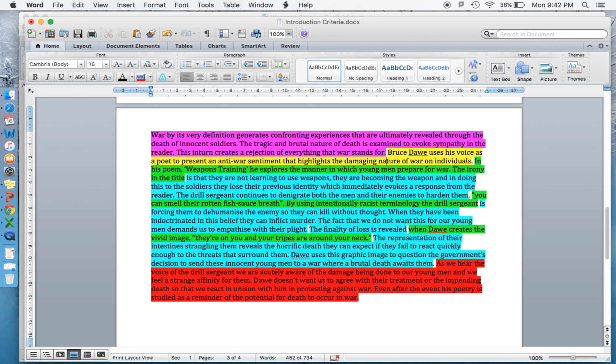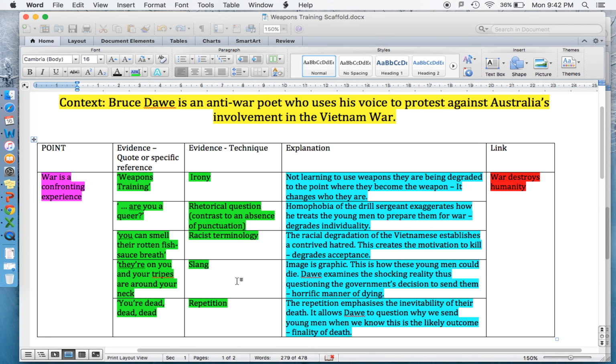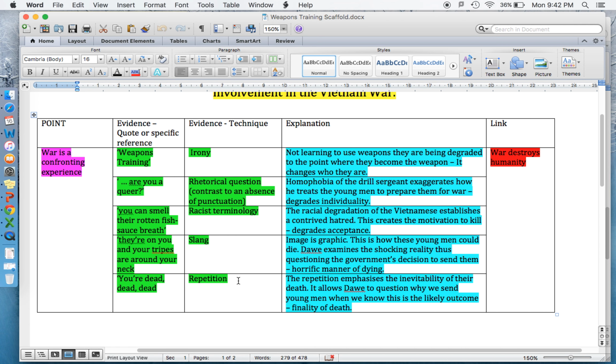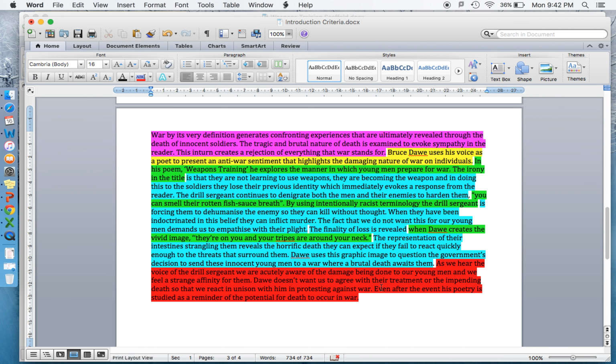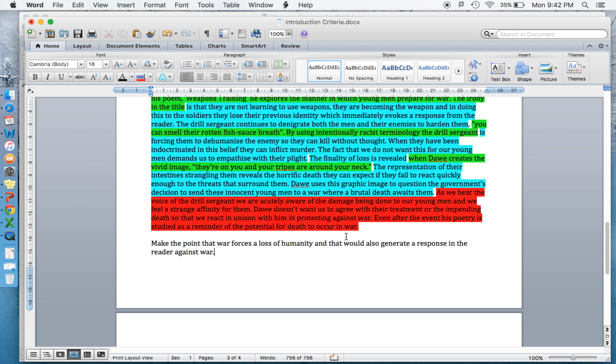I feel like that evidence was good. I concentrated more on the idea of the confronting nature of war, and I probably could even do that more strongly. But you can see how, with the simplicity of my notes, I was able to use those and convert it fairly easily to the question that I was being asked. So maybe in this, war destroys humanity, I could make that stronger in here, that's what would make us protest. I might make a note for myself: make the point that war forces a loss of humanity, and that would also generate a response from the reader against war. I'll just make that note for myself and I can improve that paragraph.